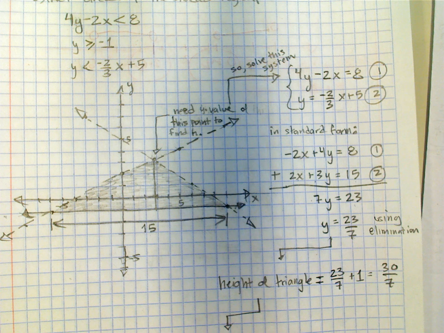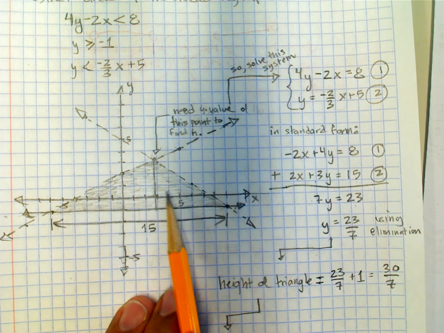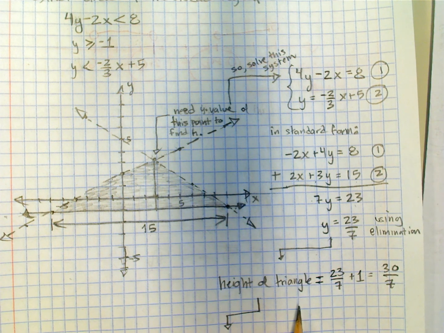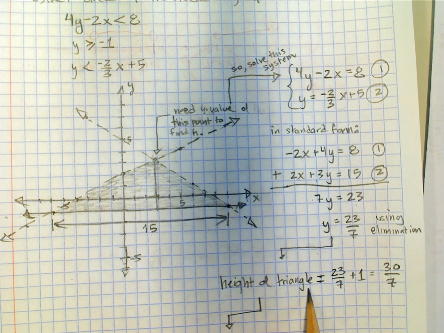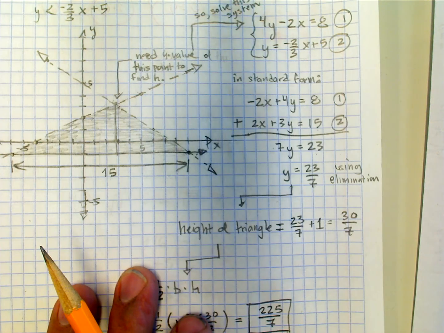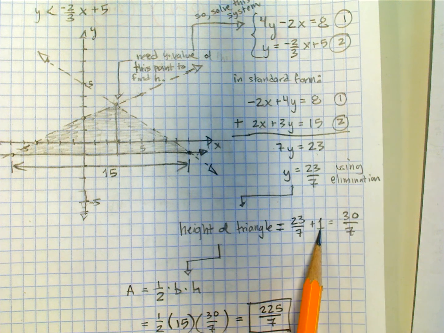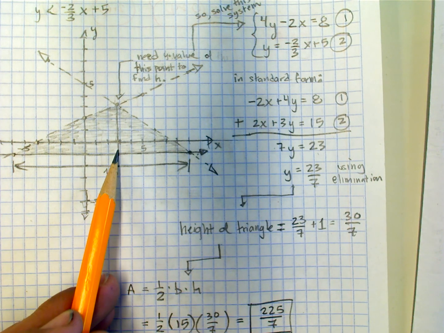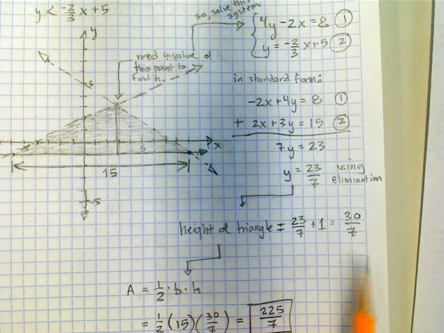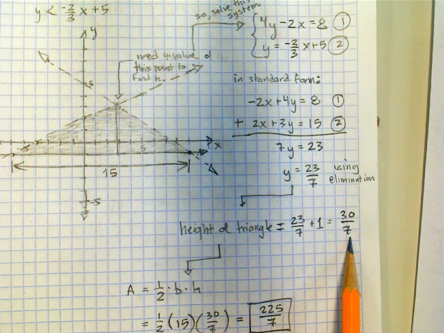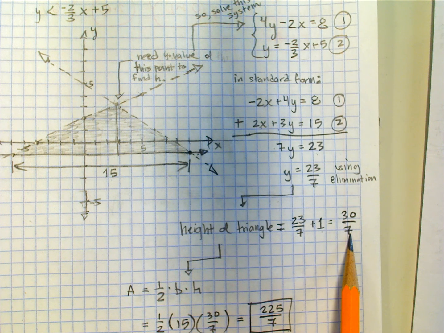So I like this solution, and I'm able to verify it by going back to my graph for a second and thinking about it. And now I can take that y value, if I want to use it to find the height of the triangle, then what I need to do is take that y value and add 1, because notice the base of my triangle is actually 1 unit below the x-axis. And that gets me to 30 sevenths. 23 sevenths plus 7 sevenths equals 30 sevenths.